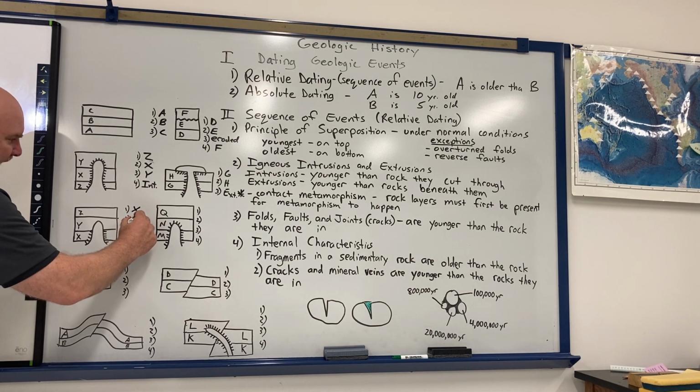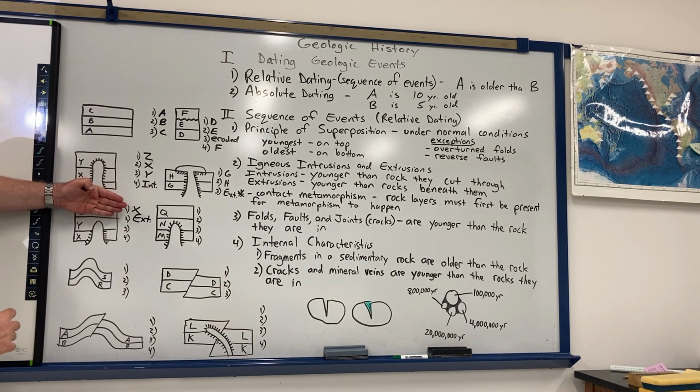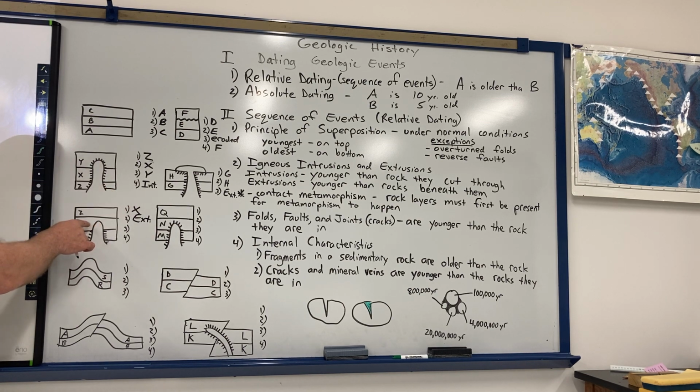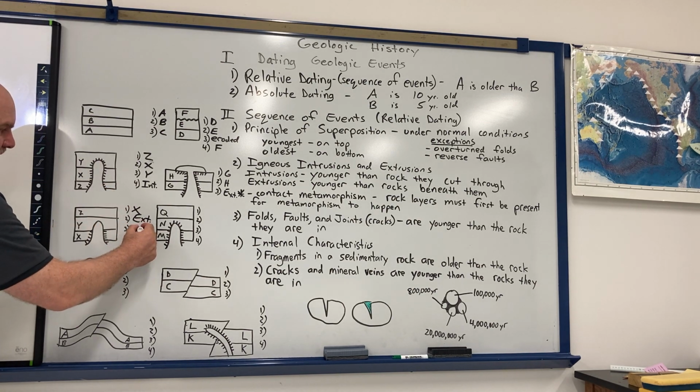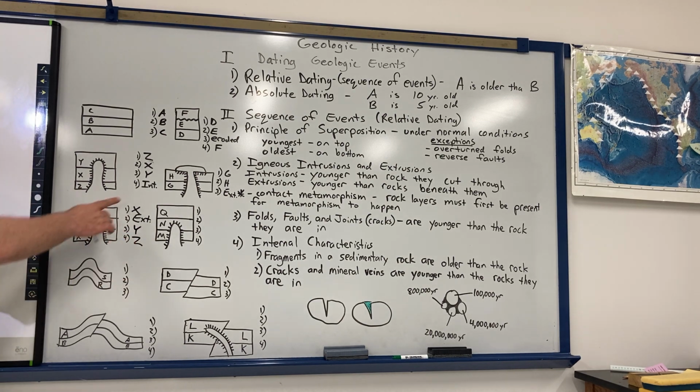So this would be an extrusion, all right? This would be an extrusion. There's contact metamorphism there between the X, because X was there first. Y wasn't there yet, so there's no contact metamorphism. So after the extrusion came, cooled and hardened, then Y formed, then Z formed, right? So this is X, extrusion, cooled and hardened, Y formed, then Z formed.